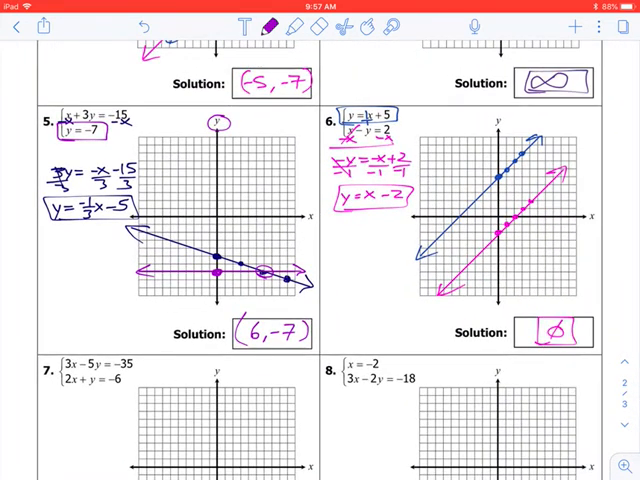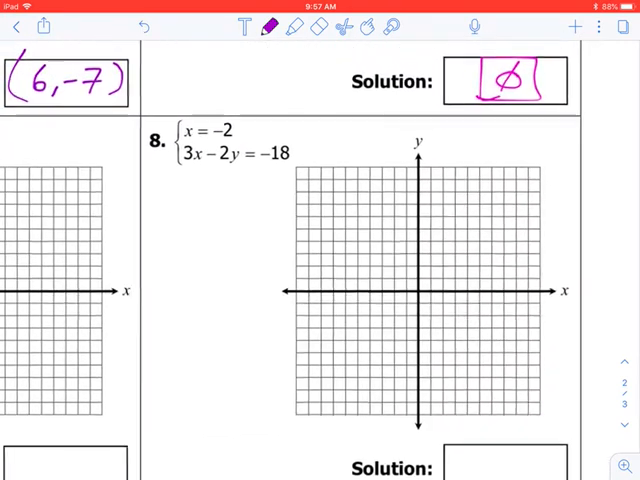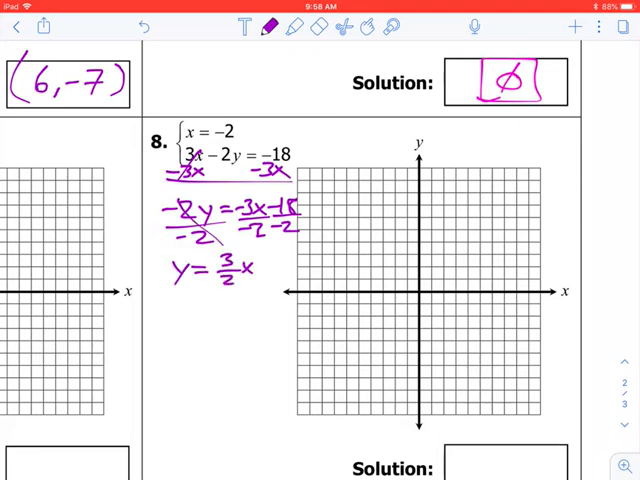Okay, so in the same way, we have number 8. So I'm getting this by itself. We'll come back to the first one. Negative 2y equals negative 3x minus 18. Divide by negative 2 to everything. And we get y equals, negative over negative is positive, 3 over 2 x. Negative divided by negative is positive 9. So there's my first one.